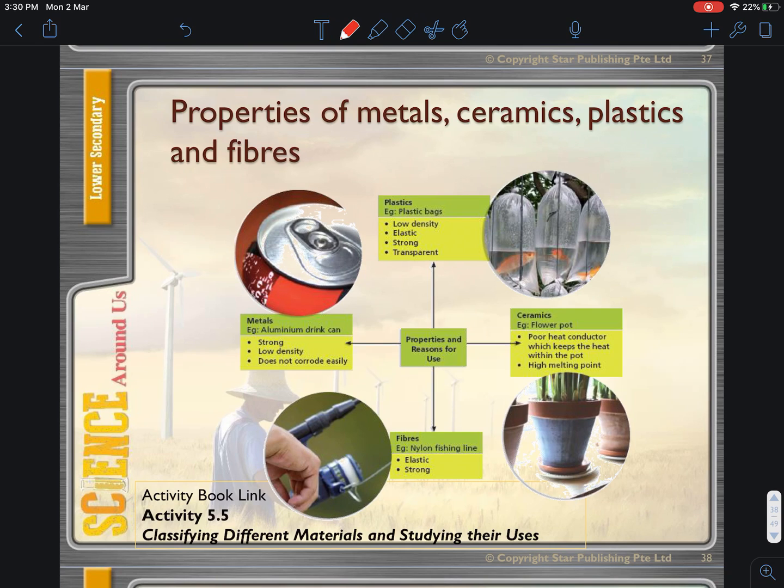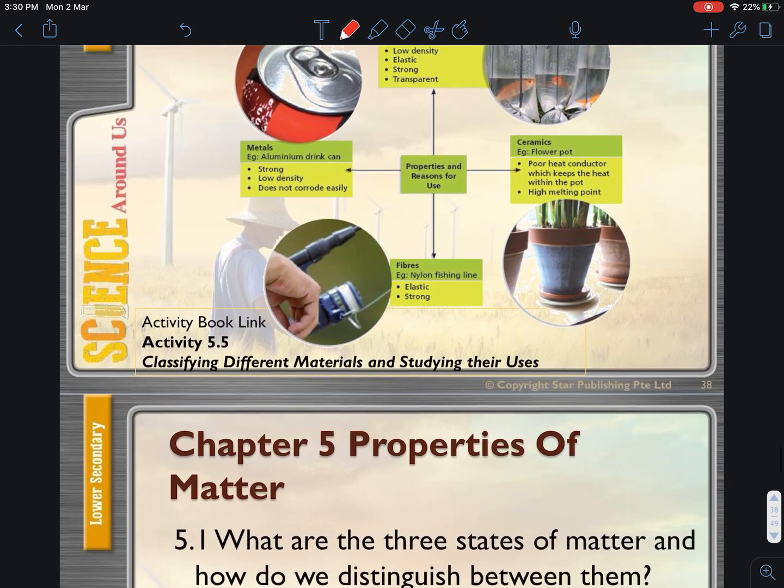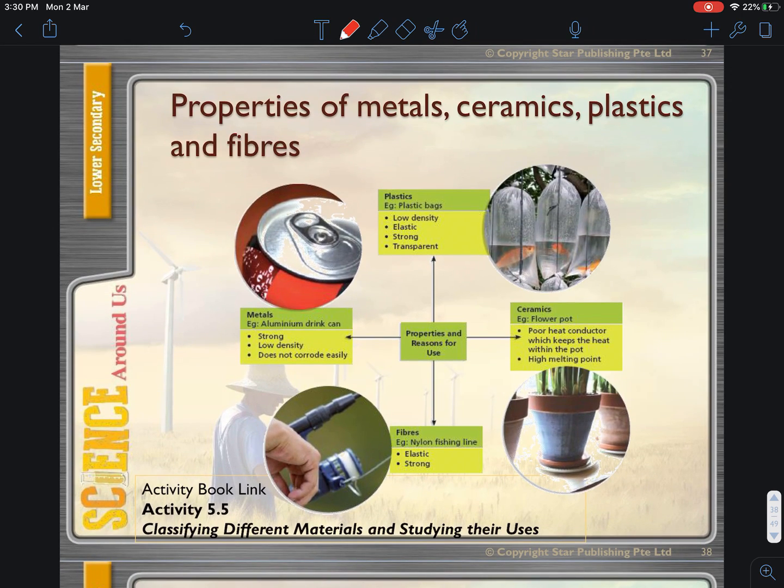So these are some other examples of why we would use these materials to construct all these products. And that is the end of this particular section.